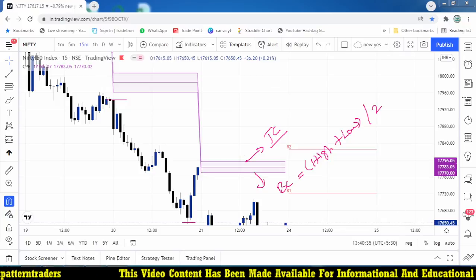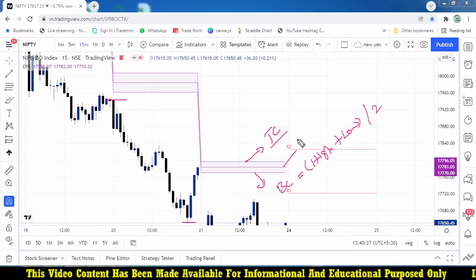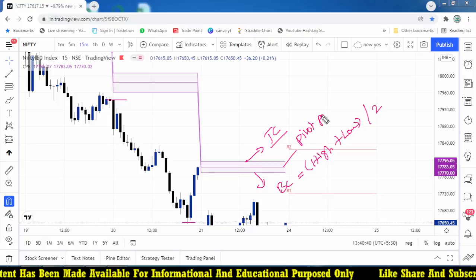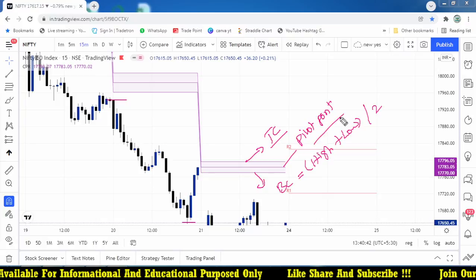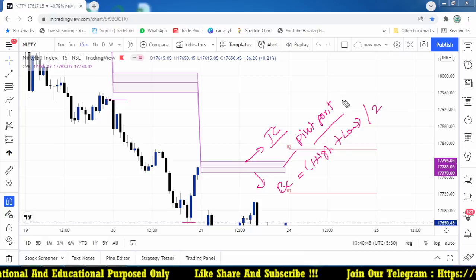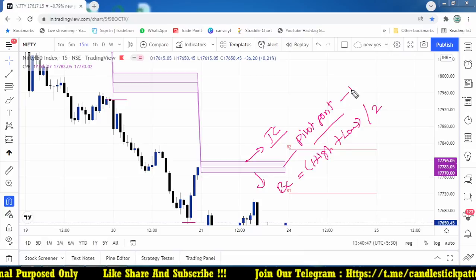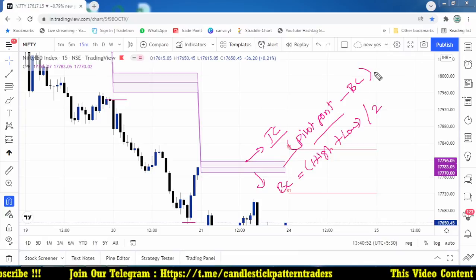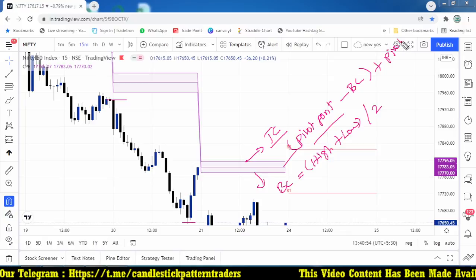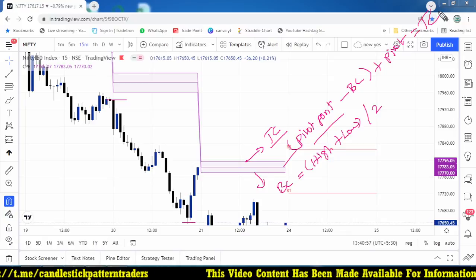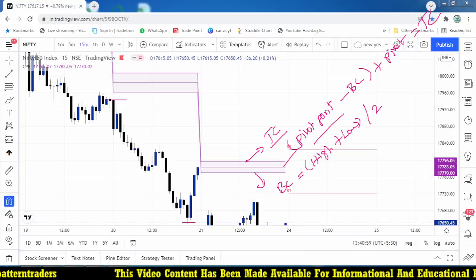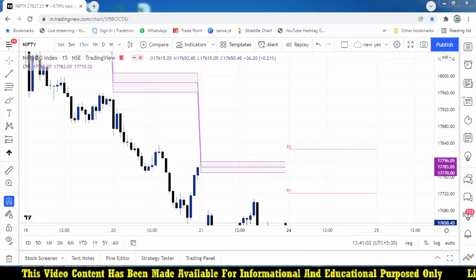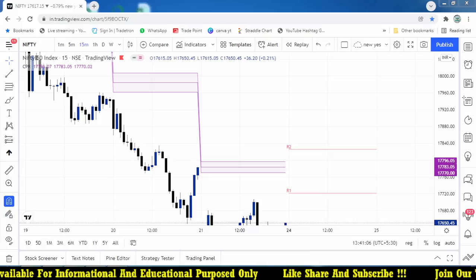And the TC value: we already have the pivot point calculated. So pivot point minus BC, and then plus pivot point. This gives the TC. So using the previous day's values, we get the TC, pivot and BC. Based on this, we can plan a trade.